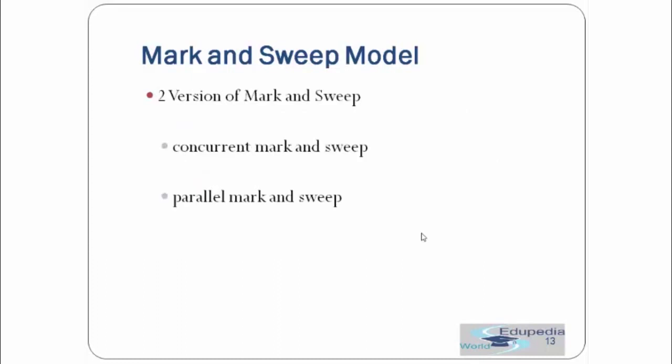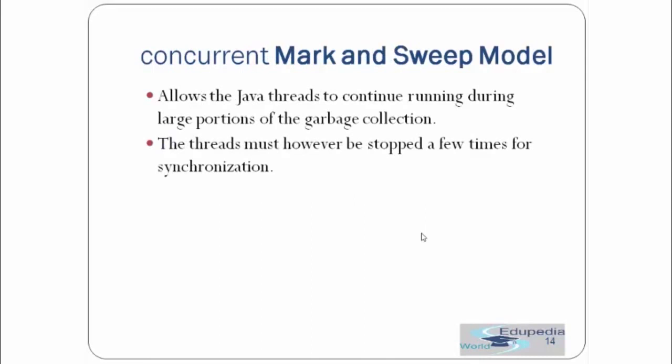Now, the mark and sweep model has two versions. When we say version, we mean they can be performed in two ways. One is concurrent mark and sweep and the other is parallel mark and sweep. Now let's see what the difference between the two is. Firstly, let's see what the concurrent mark and sweep model is.